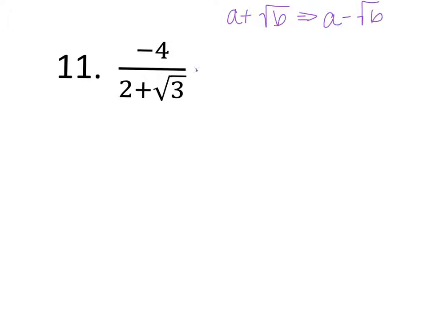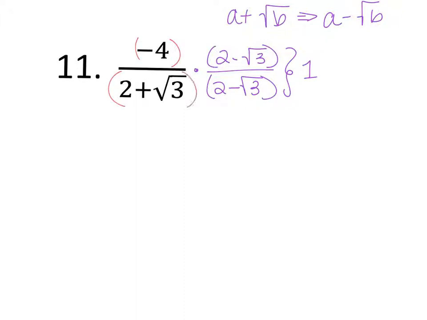And so that means I'm going to times by a fancy 1, which is going to be 2, not plus, but minus square root 3 over 2 minus square root 3. Remember, this is just a fancy 1. All right, so using my techniques, I know I'm going to have to distribute the negative 4 at the top. So negative 4 times 2 is going to be negative 8. And then negative 4 times a negative square root 3 is going to be a positive 4 square root 3. So that's my numerator, that's my top.